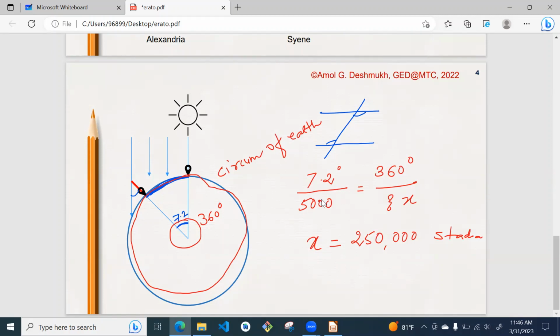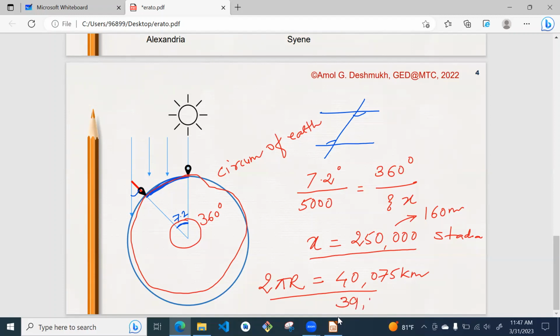Now, with modern technology, more precise measurements find that the Earth's circumference, this 2 pi r, is 40,075 kilometers. If Eratosthenes's distance is converted, we multiply the stadia value by approximately 160 meters, because one stadia equals 160 meters. The modern technique found the circumference to be 40,075 kilometers, which is very close to the circumference found by Eratosthenes, which was 39,375 kilometers. So you see how accurate it was, considering that it was done 2000 years ago without any modern techniques.